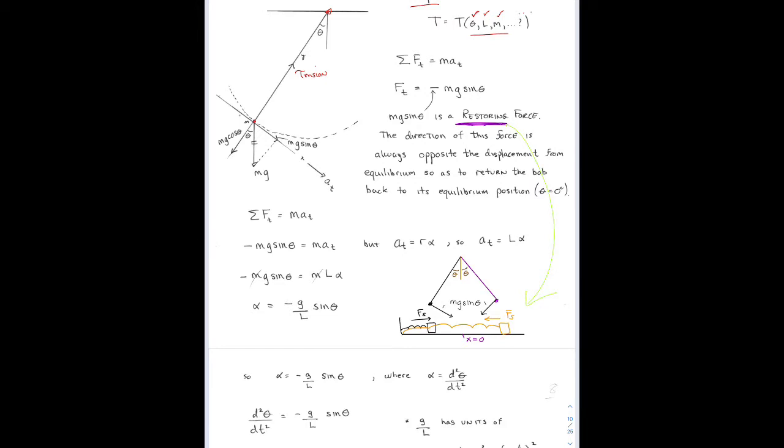So the bob is moving in a circle, so you have an acceleration toward the center. Okay, you have a centripetal or radial acceleration. But it's also speeding up and slowing down. So this is a non-uniform circular motion. When it's moving upward along the circle, it's slowing down. When it's on its way back down, it's speeding up.